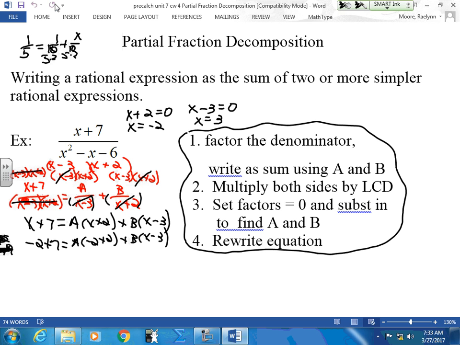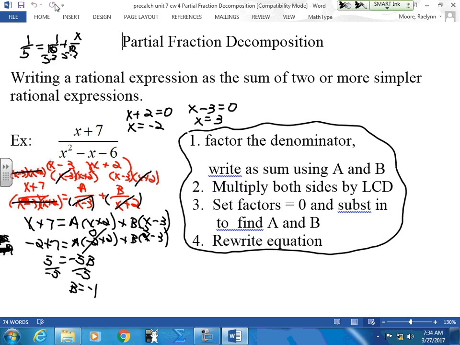Okay, this becomes 5. What happens here to the A term? It cancels out because this becomes 0. Anything times 0 cancels out. And this becomes what? Oops, sorry, I didn't put the negative 2 in here either. This becomes negative 5 times B. Can we solve for B? I think I'm at too much of a slant. I can't see my work. So B is negative 1.